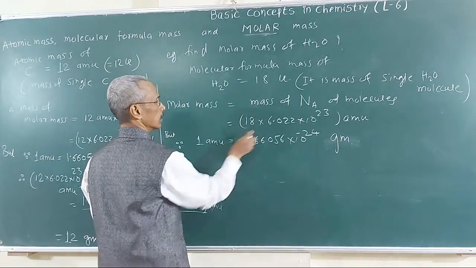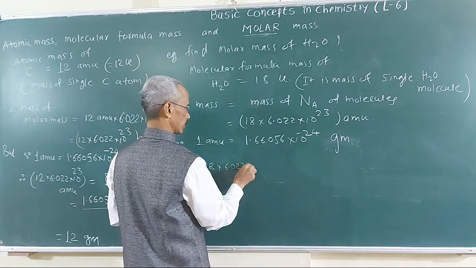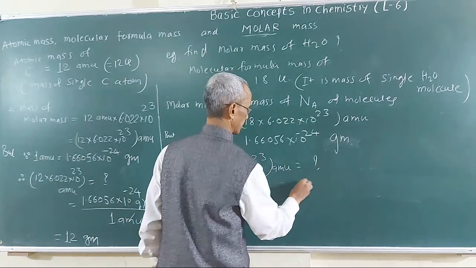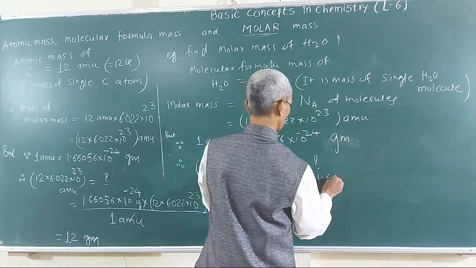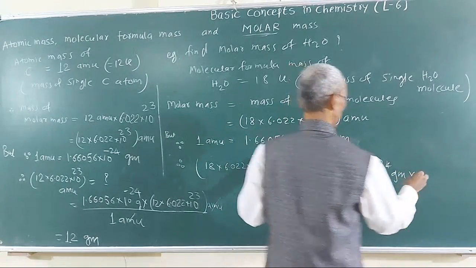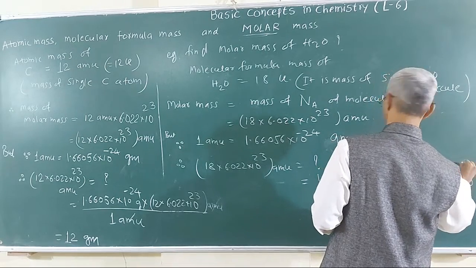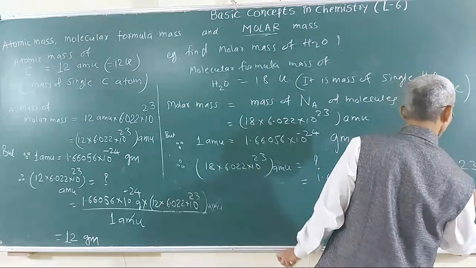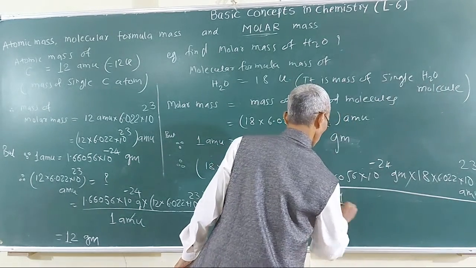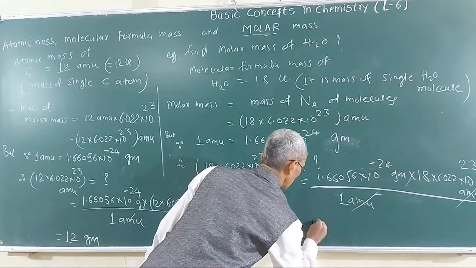Therefore, this is 18 into 6.022 into 10 to the power 23. What? 1.66 into 10 to the power minus 24 grams multiplied by 12. Get me now. Here, 18 grams.